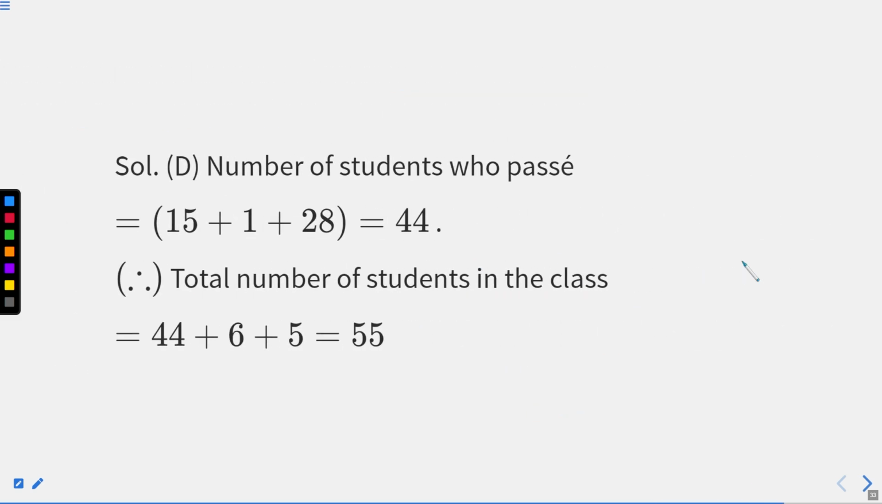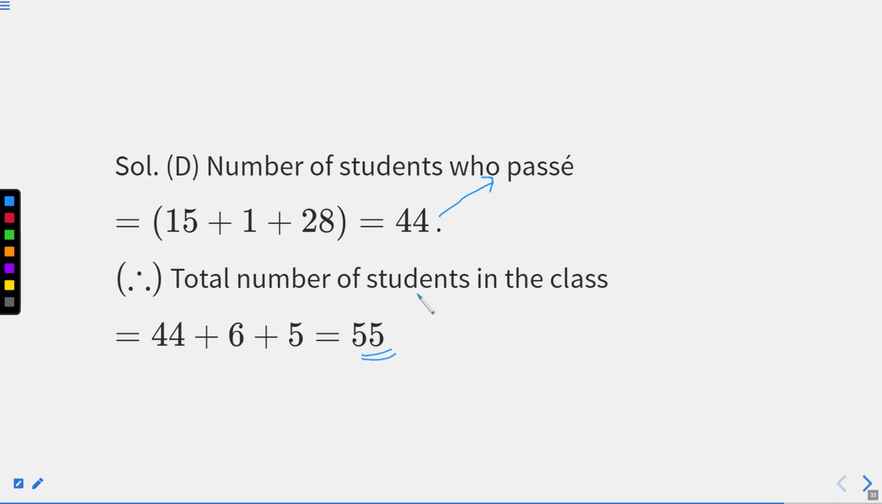Here you have everything typed for better understanding, right? The number of students who pass: 15 plus 1, that is 16th from the top, 28 plus 1, that is 29th from the bottom. Total of 44 students who pass the exam. Those who didn't appear is 6, those who fail are 5. So the total number of students that we get is 55.